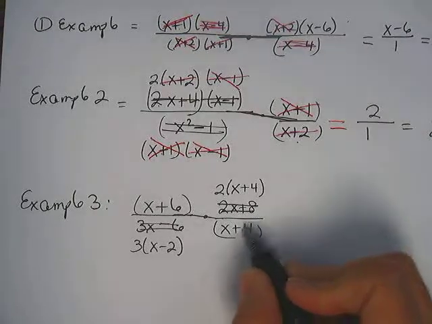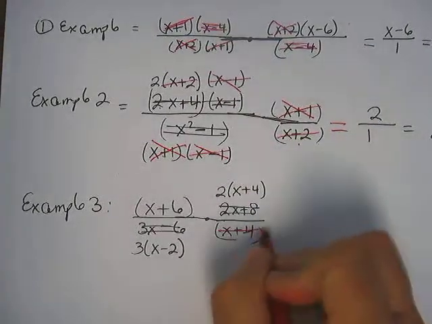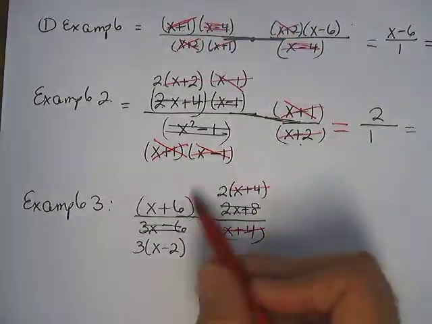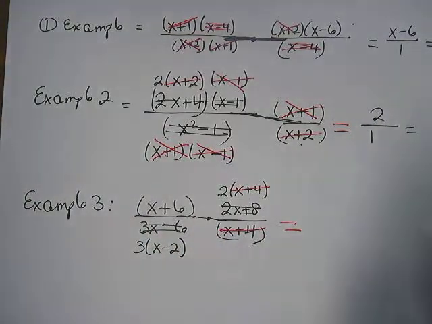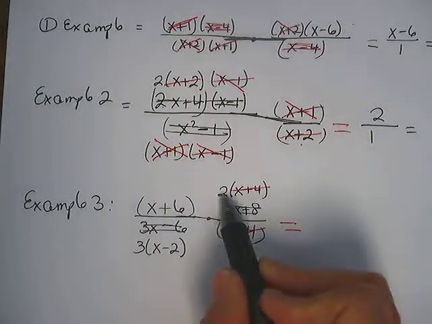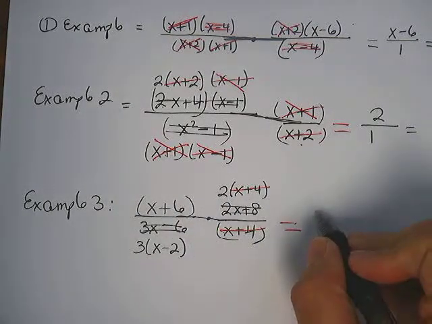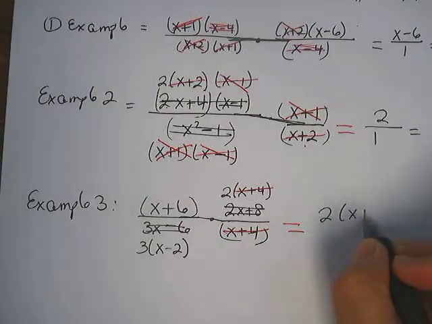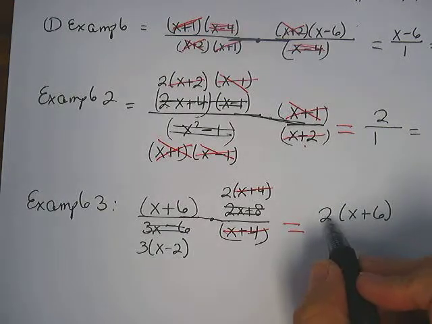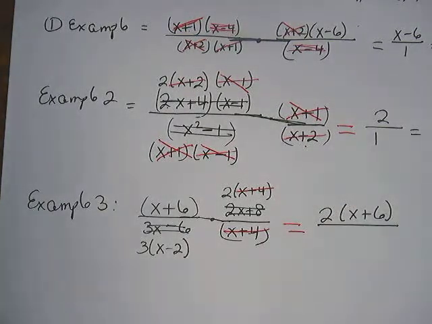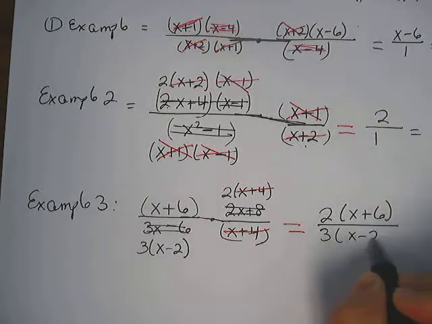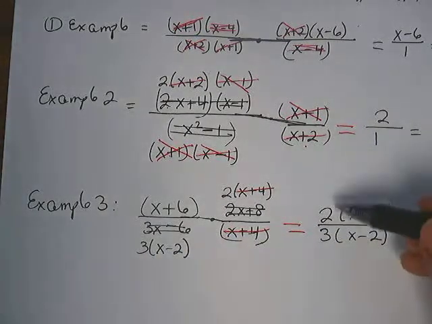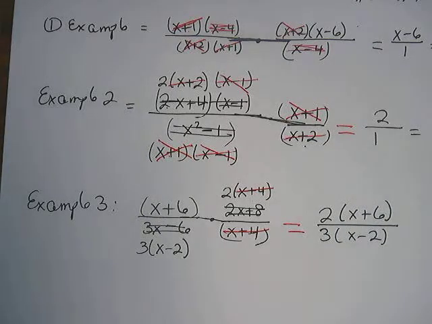I have an x plus 4 and an x plus 4, so we'll cross those out. And it doesn't look like there's anything else that crosses out here. So on the top, do I have anything left? I have a 2 and an x plus 6. So we typically would write it with a number out in front, and then the binomial behind it. And here we have 3 times x minus 2. There is no need to distribute the 2 or the 3 when we're just multiplying these guys.